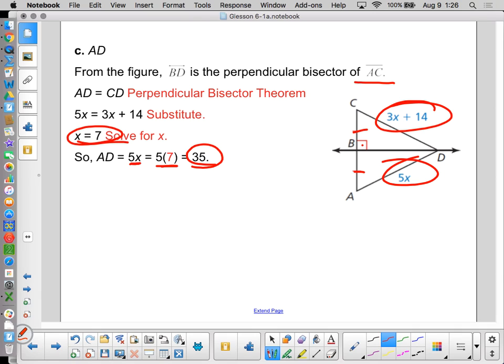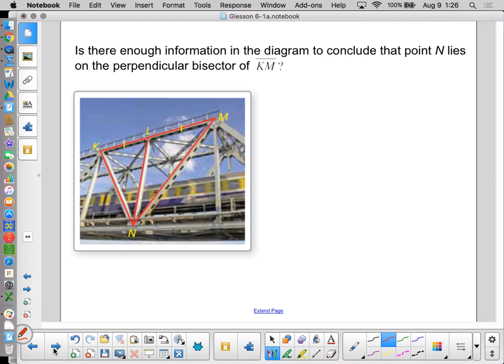So again, we just work through our problem, use a relationship, set up and solve an equation. We've done that many times. Is there enough information from the diagram to conclude that point N lies on the perpendicular bisector of KM? Okay, do we have enough information in this given diagram? Well, we do know points K, L, and M are collinear, and N down here forms a triangle. I know KL is congruent to LM by these marks right here. They're yellow, so I'm anti-highlighting them by doing them in black.